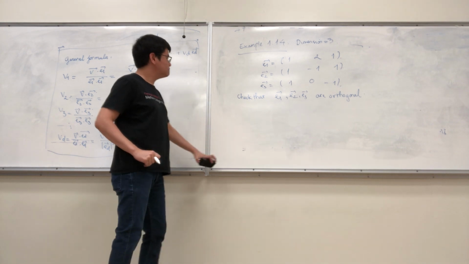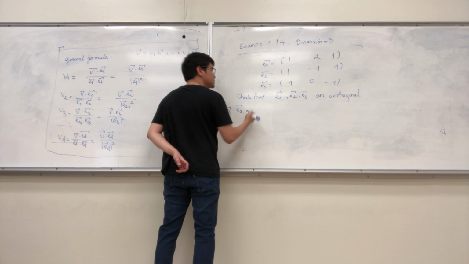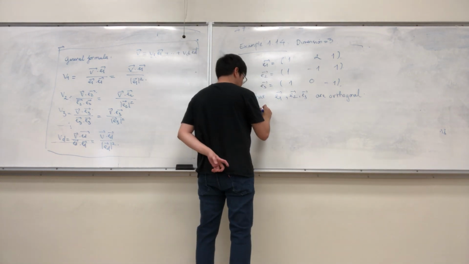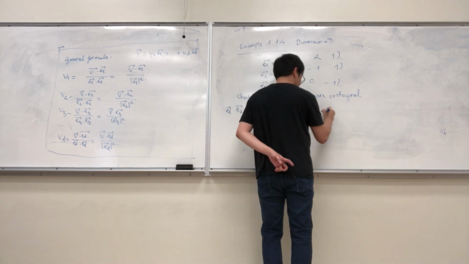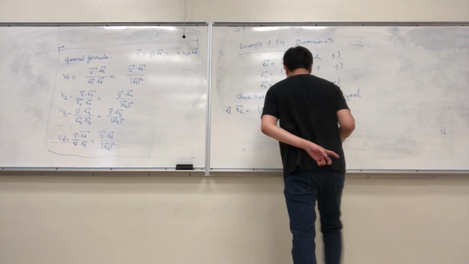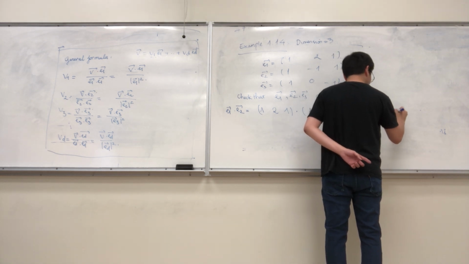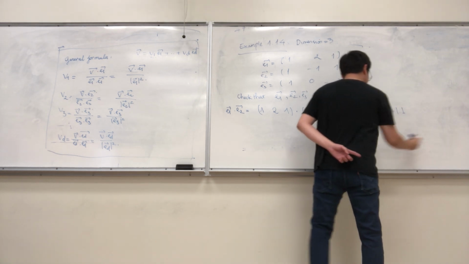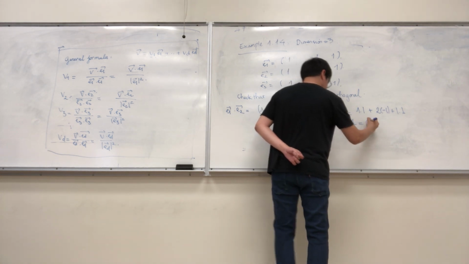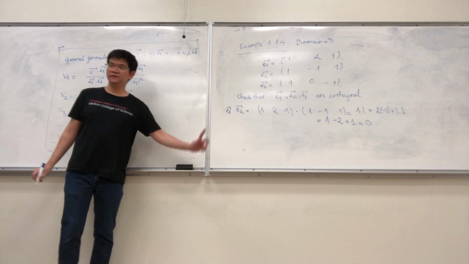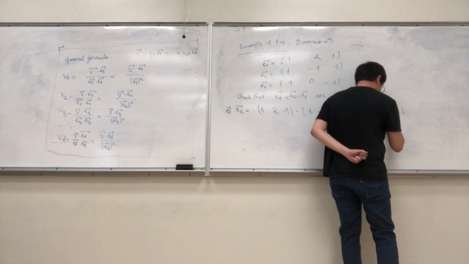Now, let us multiply E1 and E2. So E1 times E2 will be 1, 2, 1 times 1, minus 1, 1. And this is 1 times 1 plus 2 times minus 1 plus 1 times 1. All right, and this gives me 1 minus 2 plus 1, and this is 0. Right? So in this case, I have E1 and E2 are orthogonal.